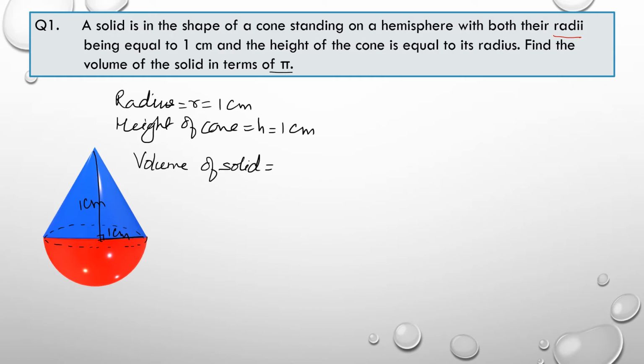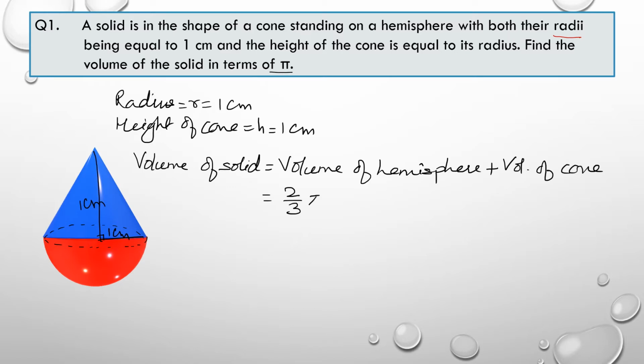How can we find the volume of the solid? We have to add the volume of hemisphere and volume of cone. So volume of hemisphere plus volume of cone. After this, we'll write the formula. Formula for volume of hemisphere is 2 by 3 pi r cube, and volume of cone is 1 by 3 pi r square h. Let's substitute the value. 2 by 3 pi, r is 1, plus 1 by 3 pi, r is 1 and h is also 1.